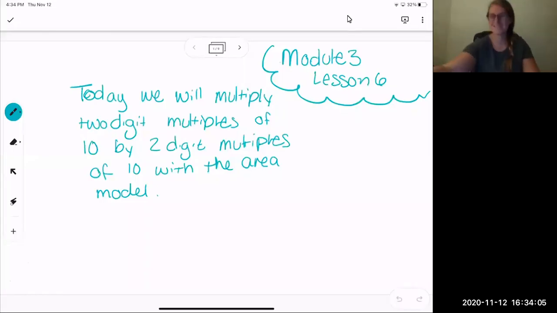Hi guys, today we're going to work on Module 3, Lesson 6. In Module 3, Lesson 6, we're going to multiply two-digit multiples of 10 by two-digit multiples of 10 with the area model. Throughout this lesson, we'll practice with our place value chart and we'll talk about what the area model looks like. So if you don't have your place value chart, you need to make sure you go get your place value chart.